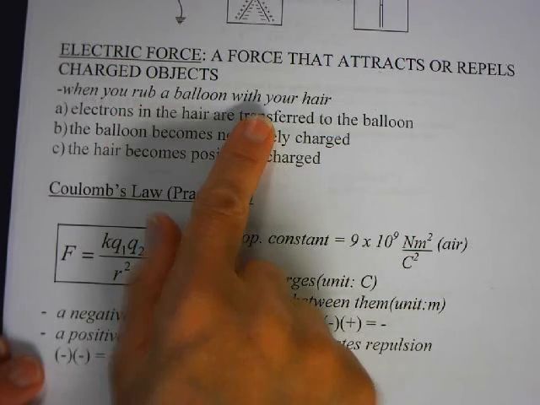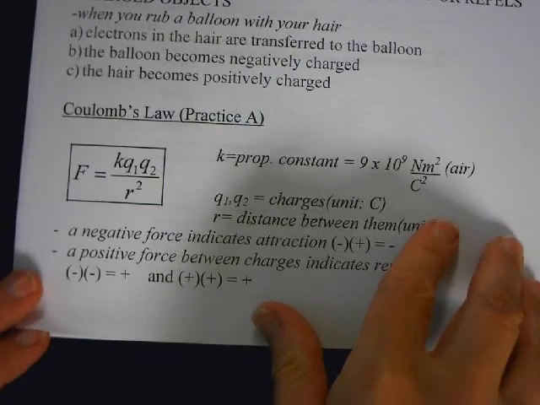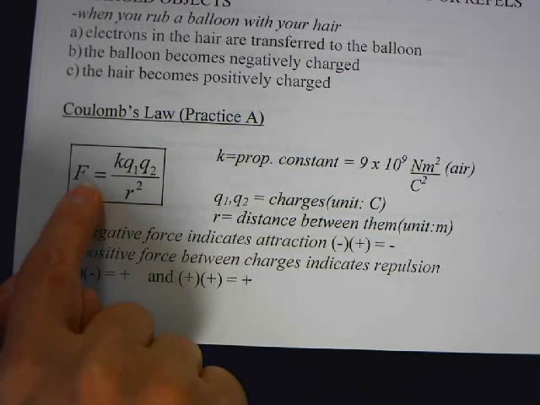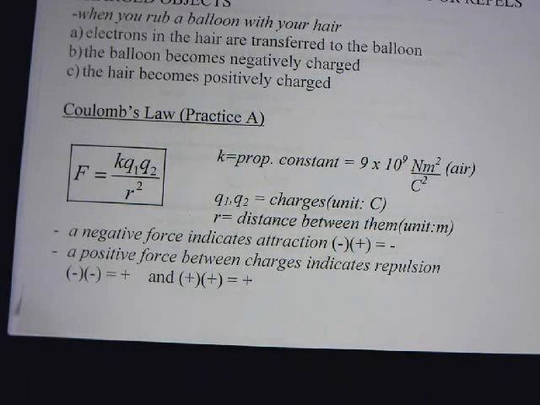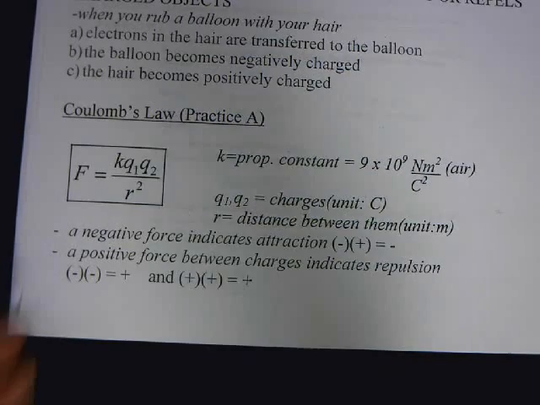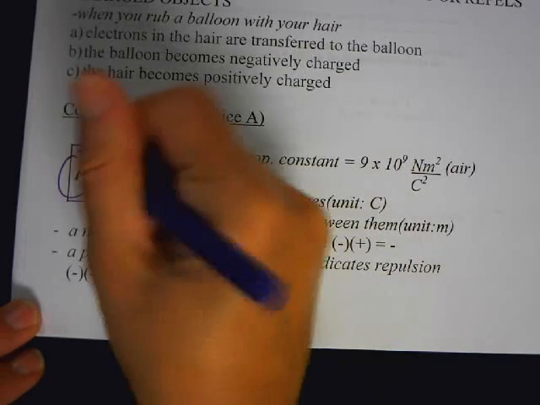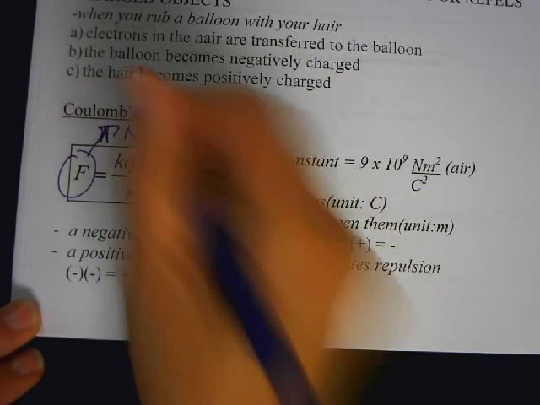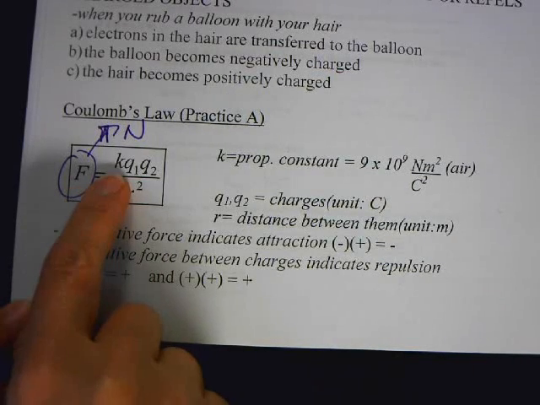So Coulomb's law, this is F. Now remember, F stands for force. It doesn't matter if I'm talking about gravitational force, frictional force, or normal force. A force is a force, and a force is always measured in the same unit, which is a Newton. So F is equal to K, Q1, Q2 over R squared.